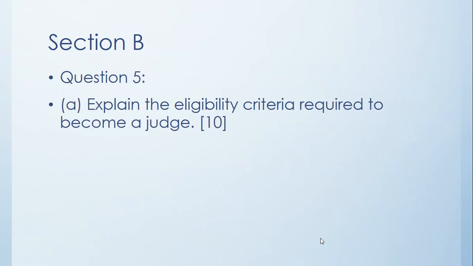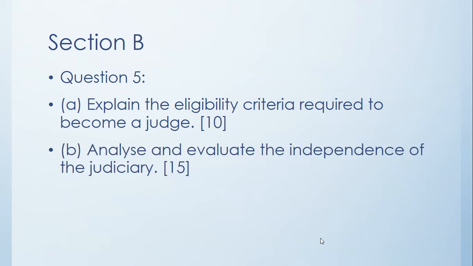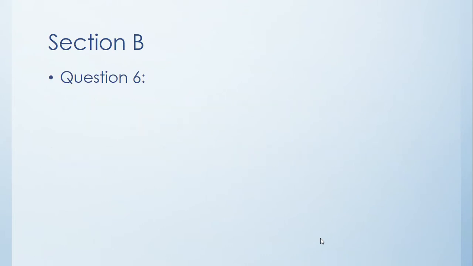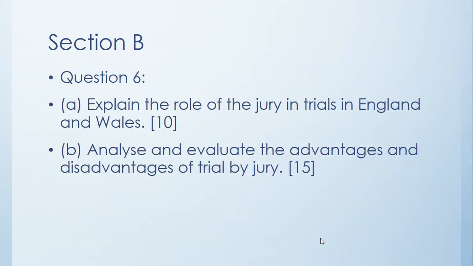So question 5: explain the eligibility criteria required to become a judge, that's 10 marks. And section B: analyse and evaluate the independence of the judiciary, 15 marks. Question 6 is: explain the role of the jury in trials in England and Wales, 10 marks, and analyse and evaluate the advantages and disadvantages of trial by jury, 15 marks.